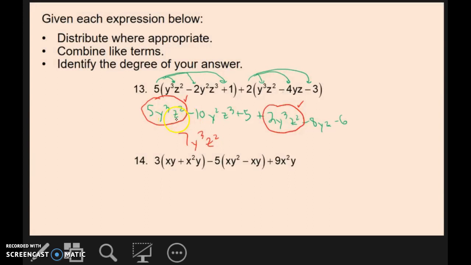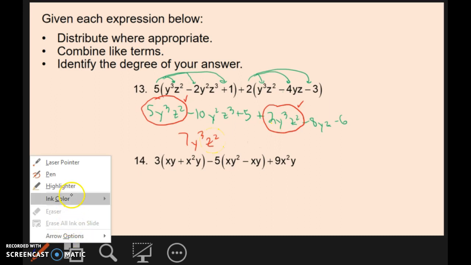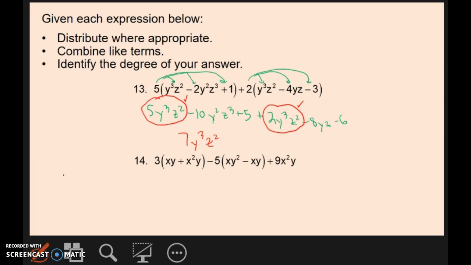So we can put that 5y to the third z squared together with the other to give us 7 of those. The next thing I want to do is finish this off. I've got a y squared and a z to the third. That would be my next term, so minus 10y squared z to the third. Those are gone. I don't have anything with yz to match up, so I just write it there along for the ride. And the 5 and the negative 6 would give me negative 1.